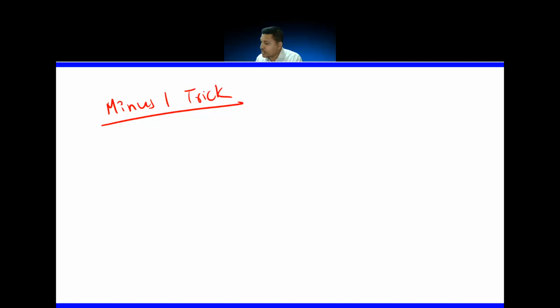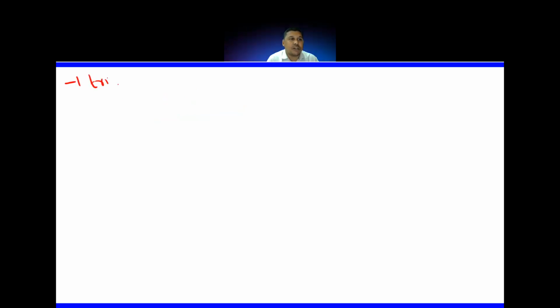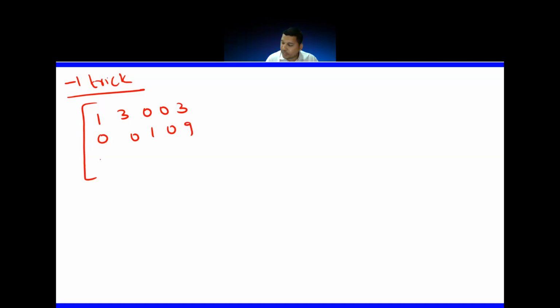What is this minus one trick? Let's see. Suppose you are given a problem. If I give a matrix 1, 3, 0, 0, 3, 0, 0, 1, 0, 9, 0, 0, 0, 1, minus 4, okay, I have a matrix like this, right? Now, the number of equations and number of unknowns are different. Definitely infinite number of solutions, right? So you can give only a particular and general solution for that.